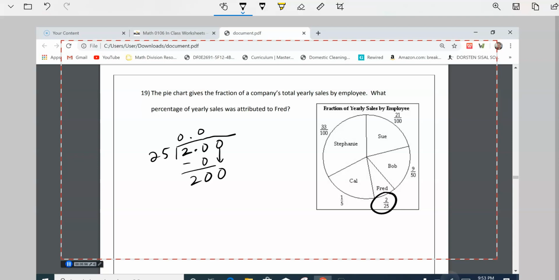And so the question becomes, 25 times what gives us 200? The answer is 8, because I know that 25 times 4 is 100. So let's try 8, and with that, we'll get 200. No remainder. So he attributed basically 8%. We'll write, Fred attributed 8% of the yearly sales. I just wanted to show that one real quick before we move on.